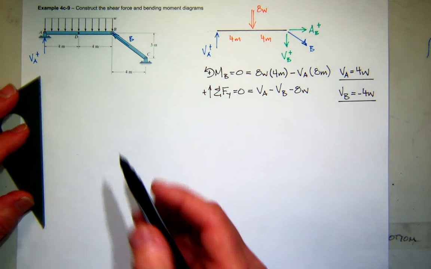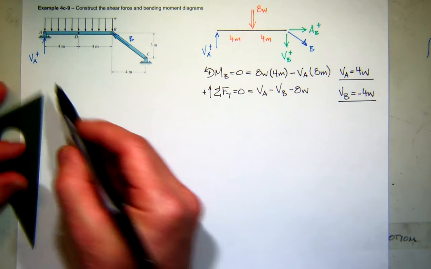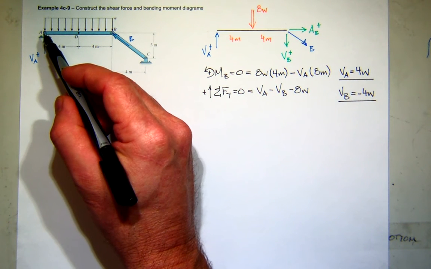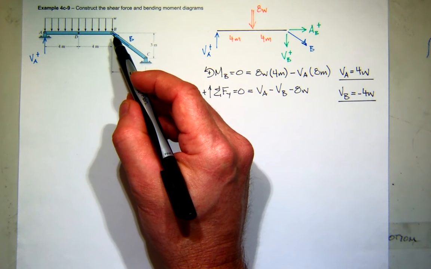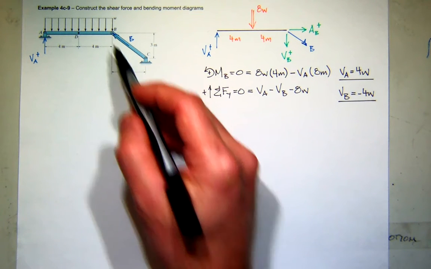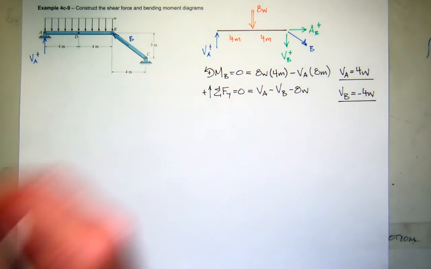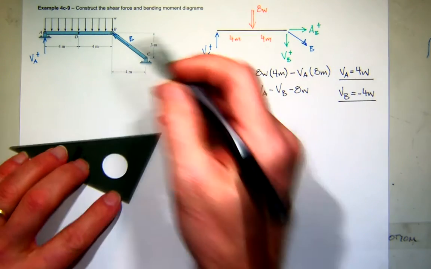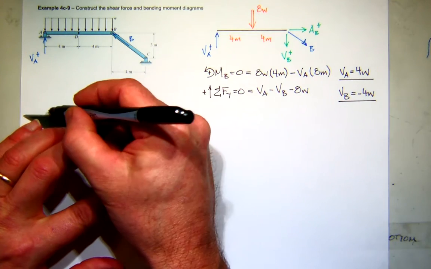So now, what's the moment at A? 0. What's the moment at B? 0. So I know my end conditions for both shear and bending moment. So I think I'll redraw this so it won't be so small.